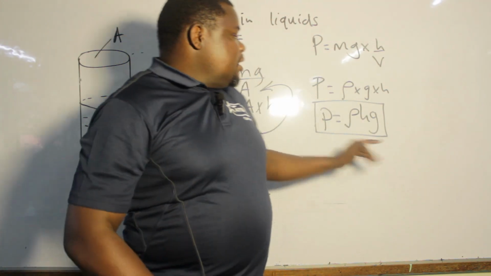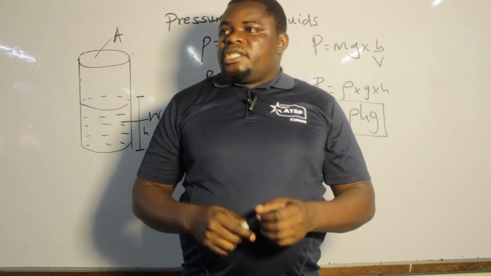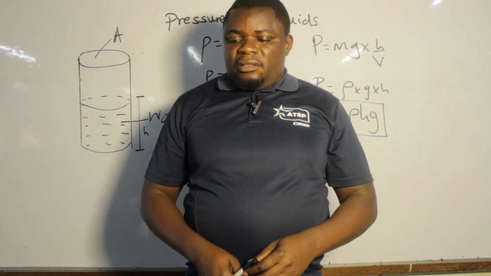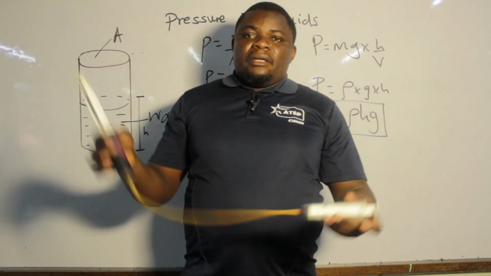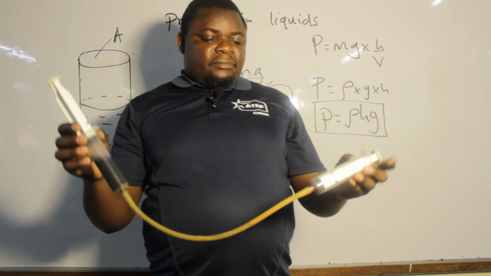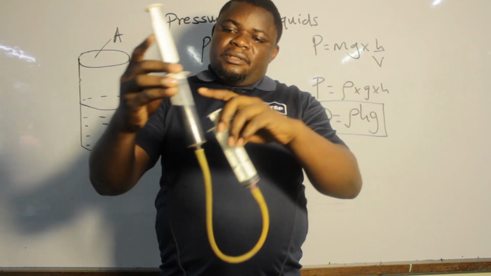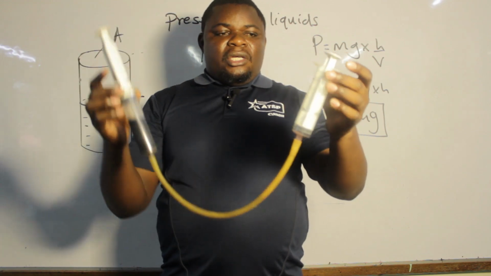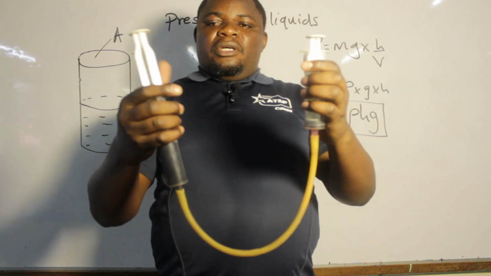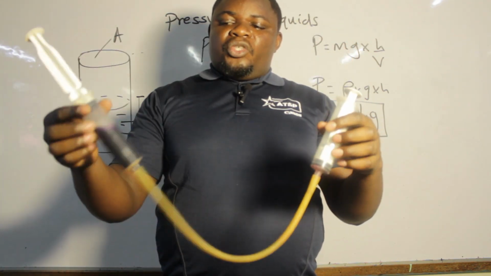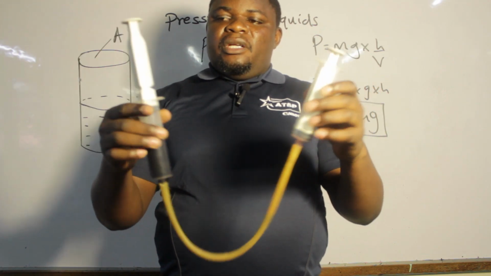So this is the formula that we use. We're going to see some of the examples of pressure that is acting on liquids. So with me here, I have a liquid inside this. This is a syringe. This is another syringe. They're interconnected using a tube. So we can transmit pressure from this side to the other side using this liquid.